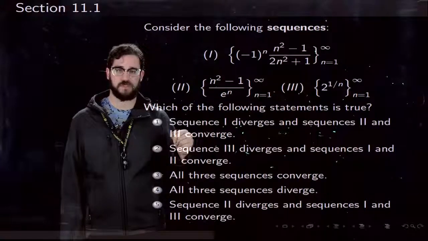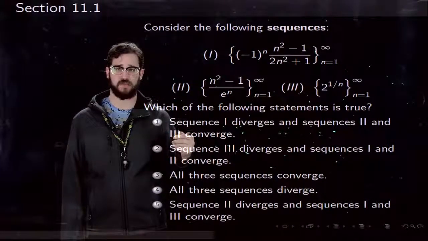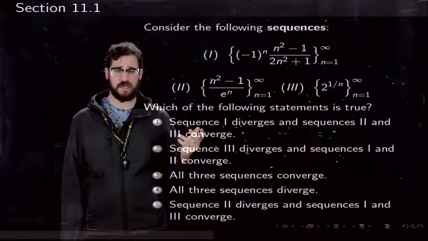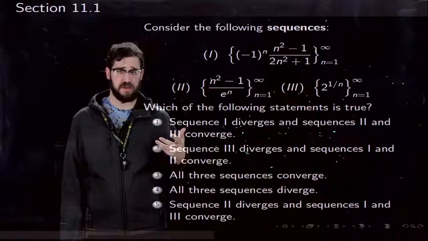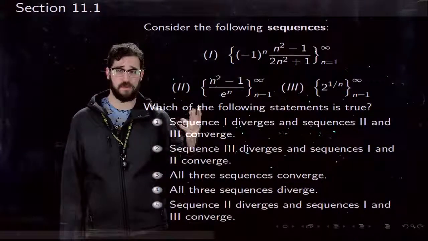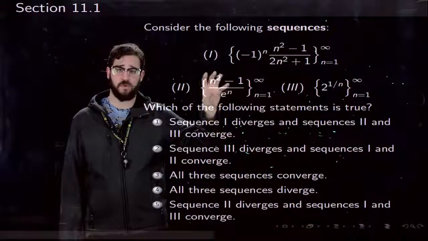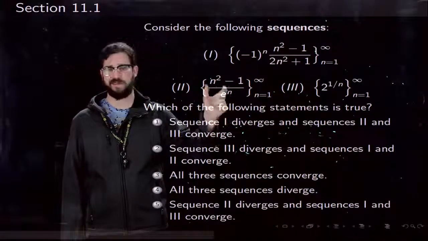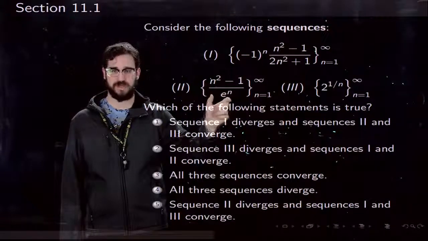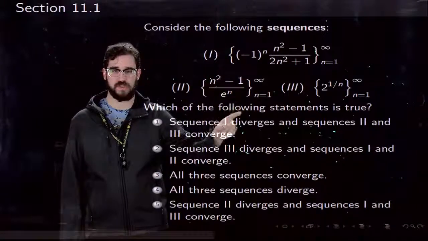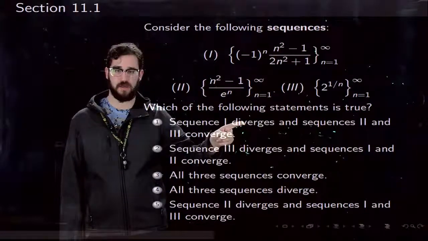Okay, so we got n squared over e to the n. We could use L'Hopital's rule because we get infinity over infinity. Or you know that e to the n, and this is why it's good to know that, grows so much more rapidly than any polynomial. So this whole thing will go to 0 because this will get really big really quickly. This will get big, but not as quickly as e to the n. So this whole thing goes to 0. So 2 converges. So 1 is still a possibility.